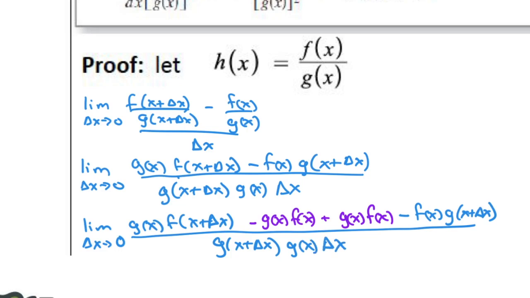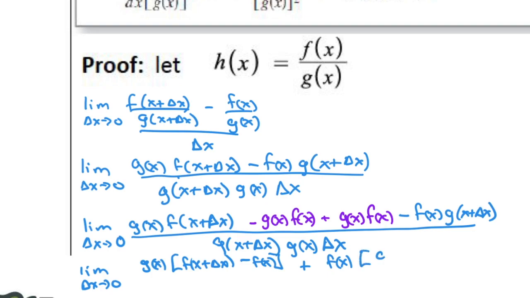All right, now we're ready to regroup our problem. As the limit as delta x goes to 0, we're going to factor out a g of x and be left with f of x plus delta x minus our f of x. Ooh, this is looking juicy. And then we will have plus, let's see what we can factor from here, f of x times g of x minus g of x plus delta x.